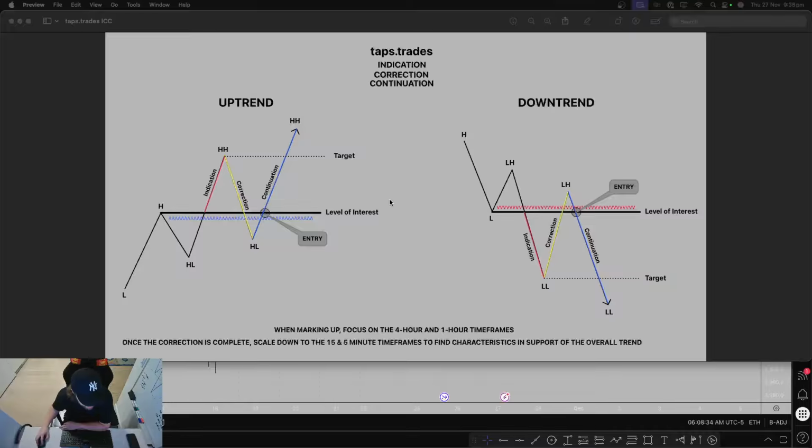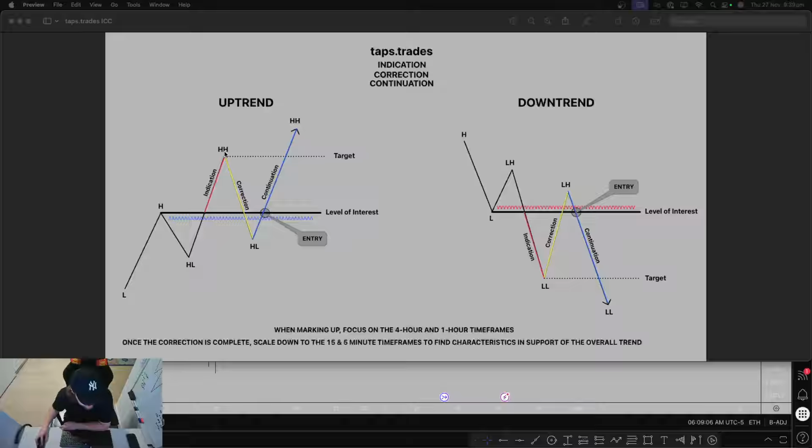So for an example, for an uptrend, we want price to be creating higher highs and higher lows. In this example, we can see there's a low, creating a high, creating a higher low. It's a higher low because it's higher than the previous low. After the higher low is created, it creates a higher high. This is our first phase, the indication phase. As soon as price creates this higher high, we can then draw our level of interest at this previous high here. And that's the first phase played out.